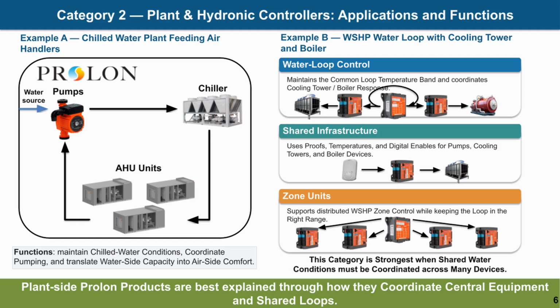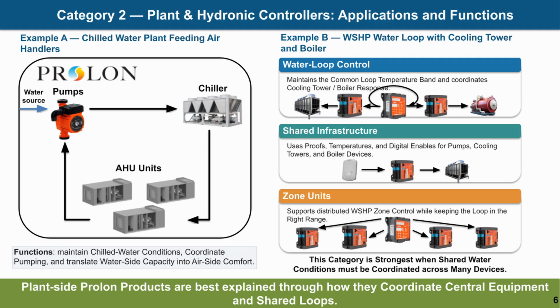The second example is a water source heat pump loop with a cooling tower and boiler. Here, the water loop controller helps maintain the common loop temperature band and coordinates the cooling tower or boiler response as required. This type of application also depends on shared infrastructure, such as pumps, proof signals, temperatures, and digital enables.